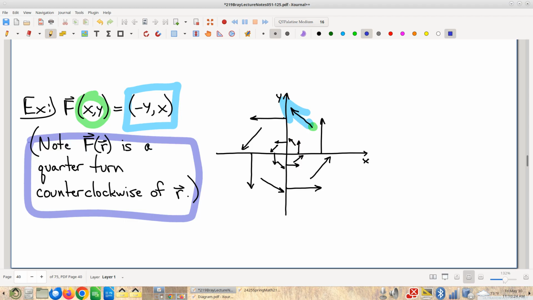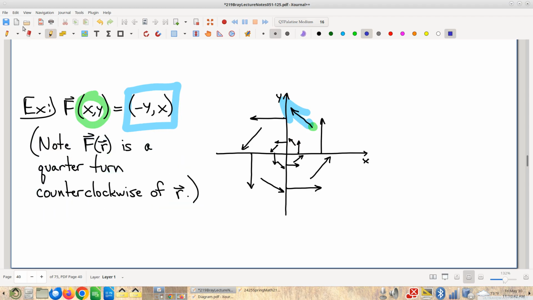So that's a very important prerequisite for the course. And if you apply that to the idea of a quarter turn counterclockwise rotation, what you'll find is that's what's happening here. Namely, the relationship between this input position vector and this output field vector.